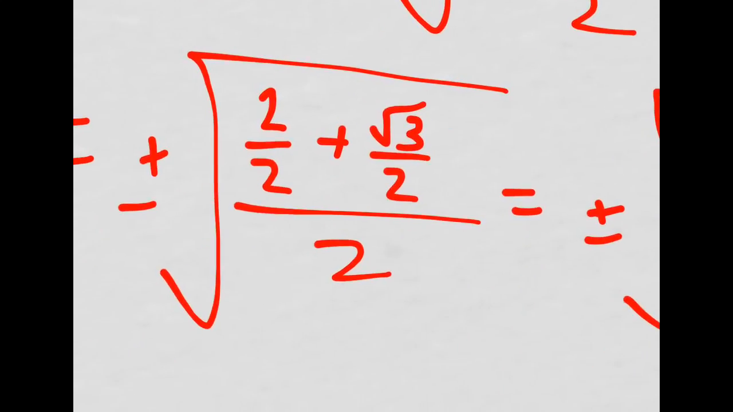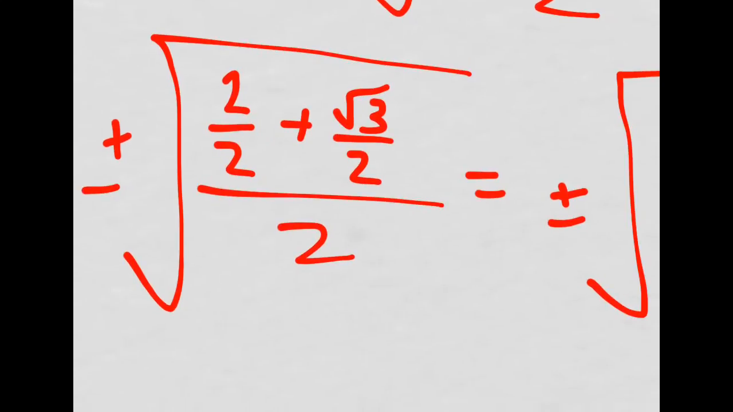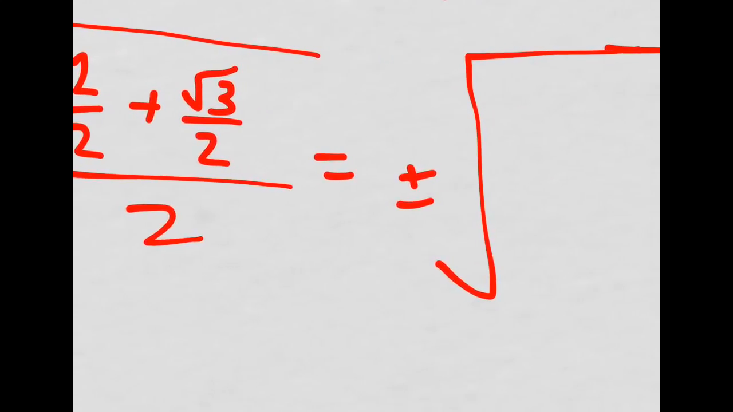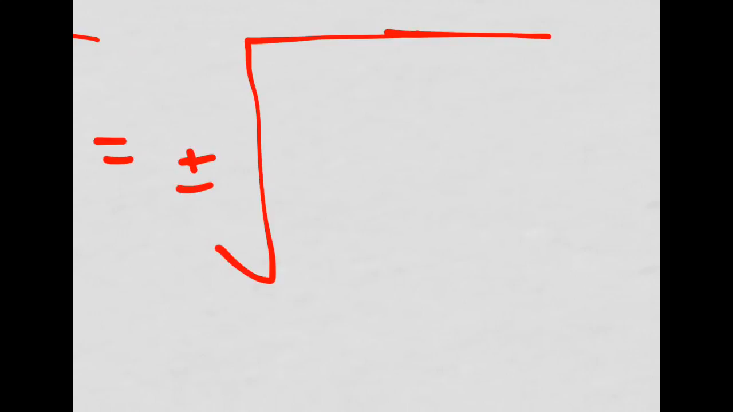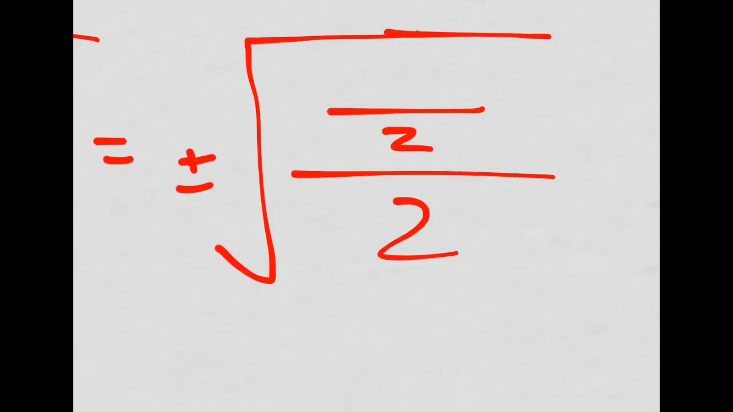So common denominator is 2. We change 1 to 2 over 2. Then from there, when we add fractions, we don't add the denominator. So the denominator is 2, and we'd have 2 plus root 3 over 2 over 2. Why won't these 2's cancel out? Because there's an addition sign at the top. Good.